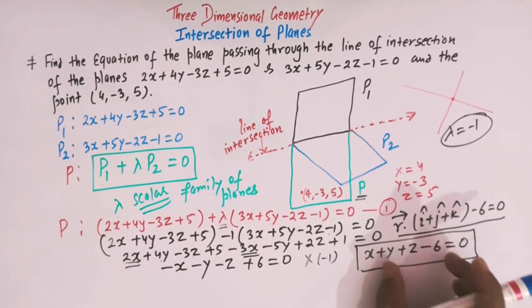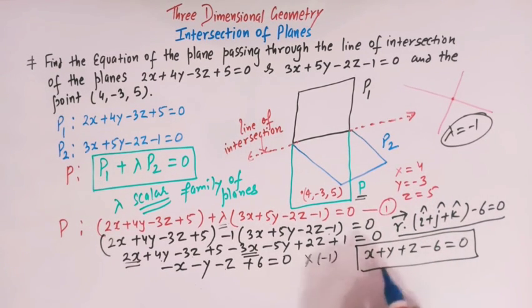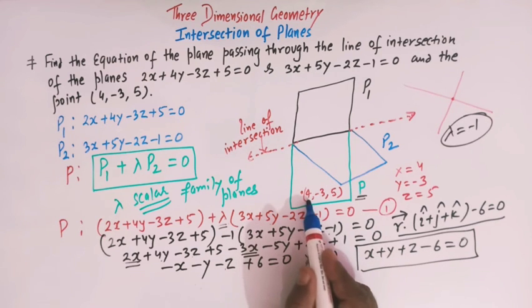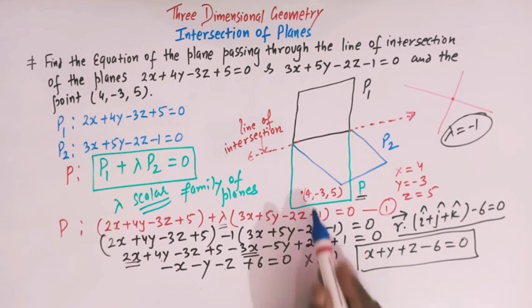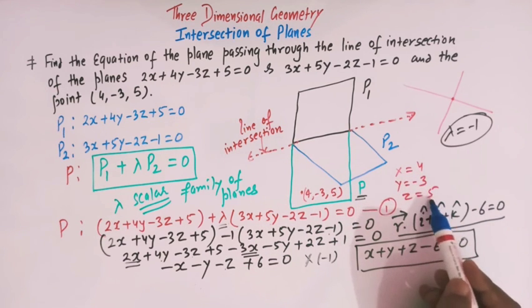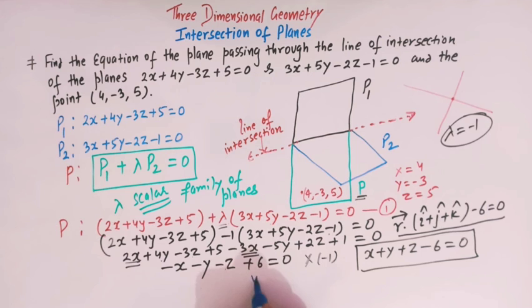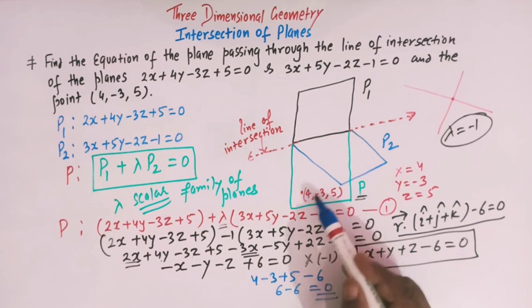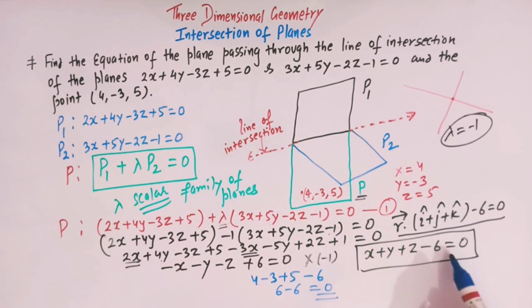And from this equation we can easily verify that this equation satisfies this point, that is (4, -3, 5). That is, if we take 4, -3, 5 over here, we'll get 4 minus 3 plus 5 and minus 6. So we have 4 minus 3 is 1, plus 5 is 6, 6 minus 6 is 0, right? So this point satisfies this equation as well, right? So viewers, this is how we solve this problem.